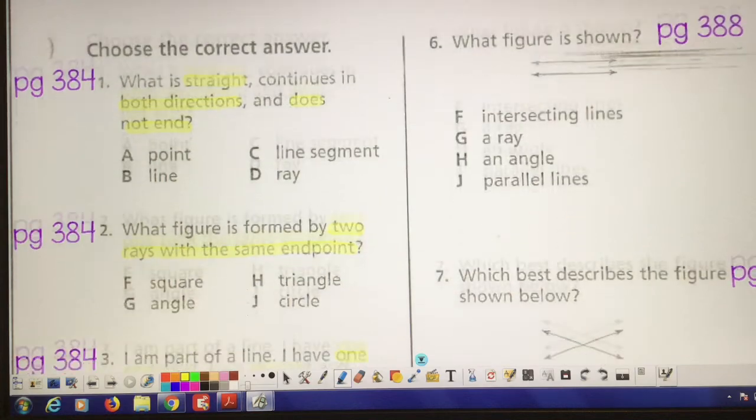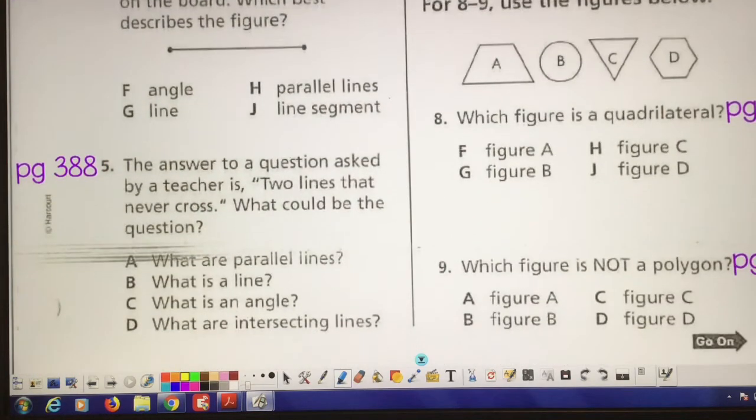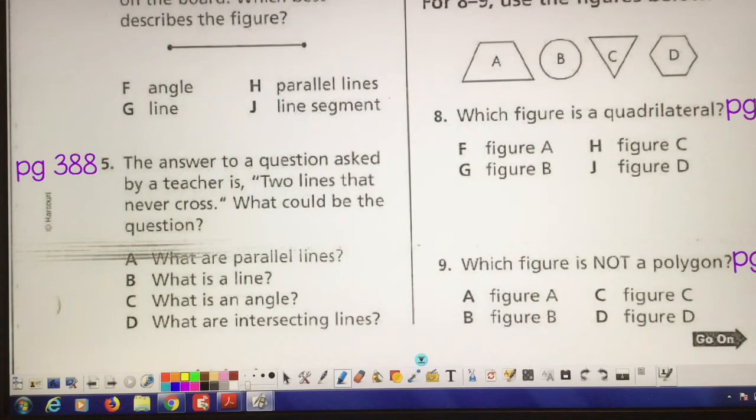Number 5, scroll all the way down here. The answer to a question asked by a teacher is 2 lines that never cross. What could the question be? So I'm trying to ask you a question. What would that question be if someone in the class answered, oh, the answer is 2 lines that never cross? So what are 2 lines that never cross? Is it what are parallel lines? What is a line? What is an angle? Or what is an intersecting line?